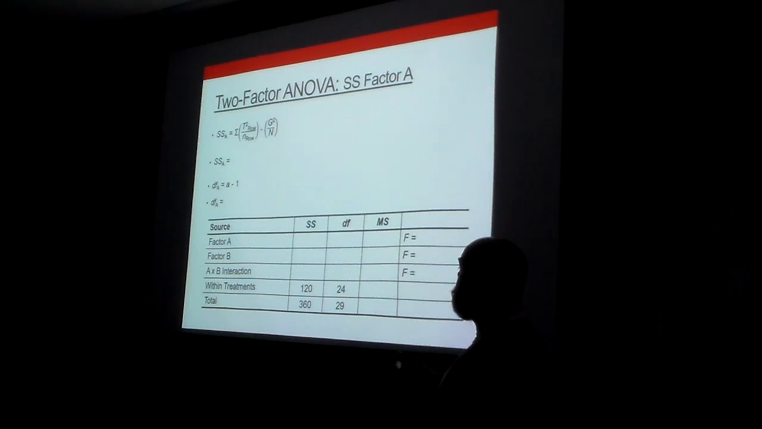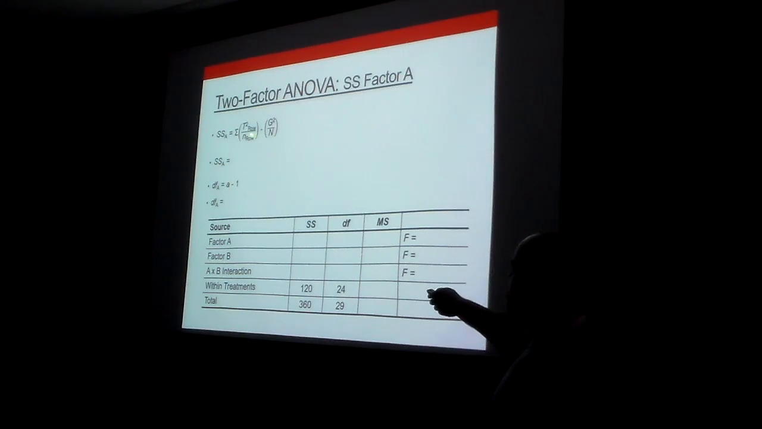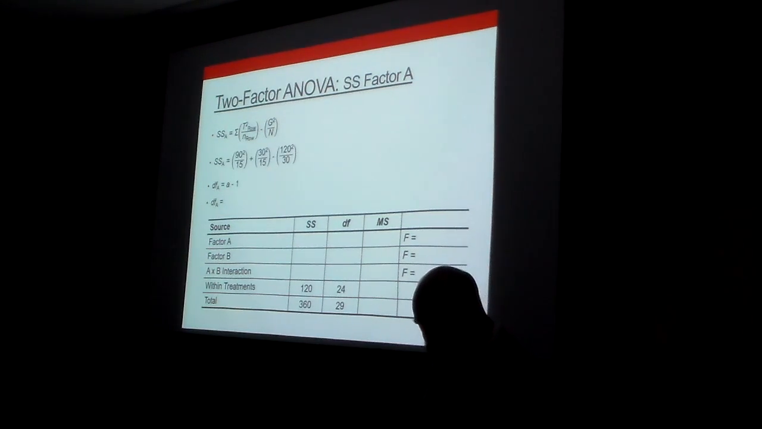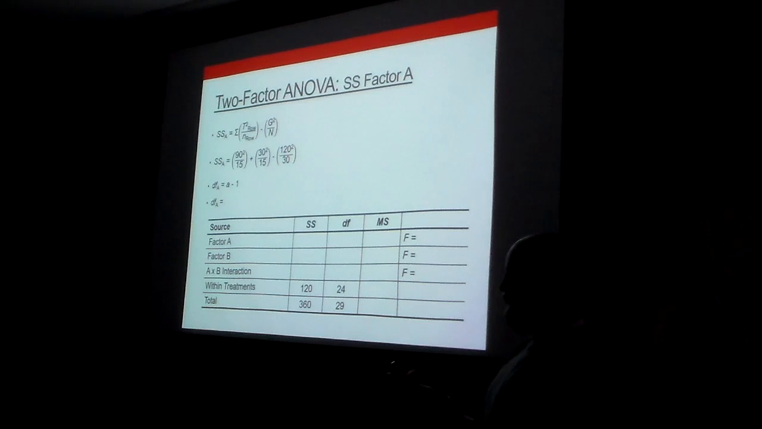So if we calculate sum of squares A, it is the square of our row total over the sample size in our row, minus the grand total over the total number of people in our sample. The row total for easy is 90, so we're going to square that. And how many people are in our easy condition? 15, right? Plus the row total for our hard condition is 30, square that over, again, 15 people there, minus our grand total, 120, over the total number of people in the study, 30.